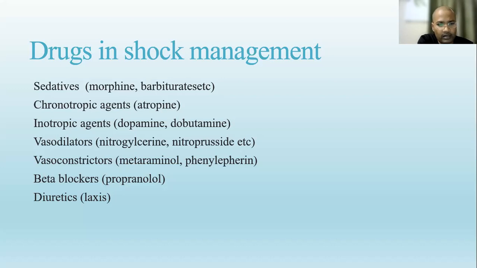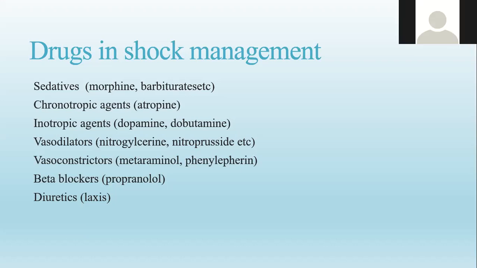Similarly, the beta blockers are purely used in cardiogenic shock. If the patient has cardiogenic shock and the myocardium becomes stiff and the heart rate increases, in those cases the beta blockers have a good effect and increase the ventricular contractions and increase the cardiac output, and try to correct this hypoxic condition, shock condition.